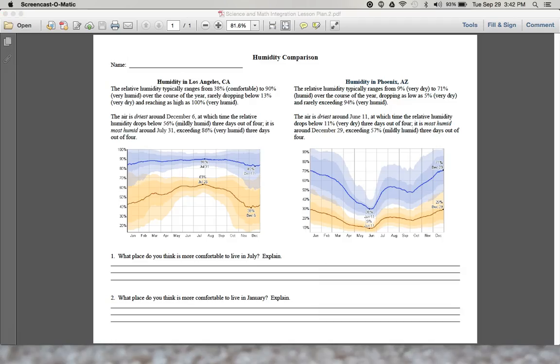And this is my humidity comparison worksheet. It's comparing two different cities, Los Angeles and Phoenix. And my questions are, what place do you think is more comfortable to live in July? Explain. And what place do you think is more comfortable to live in January? Explain.